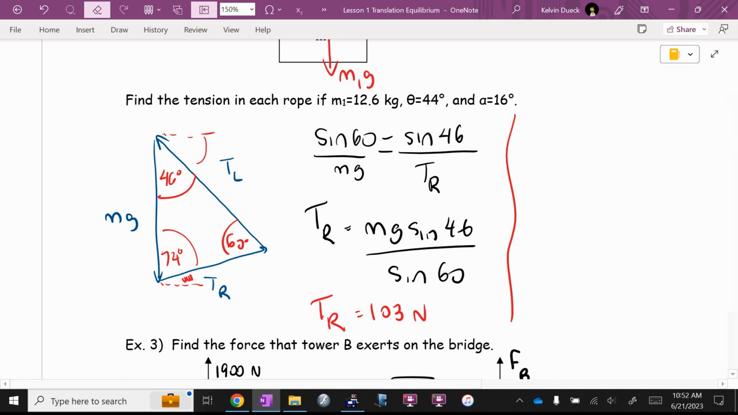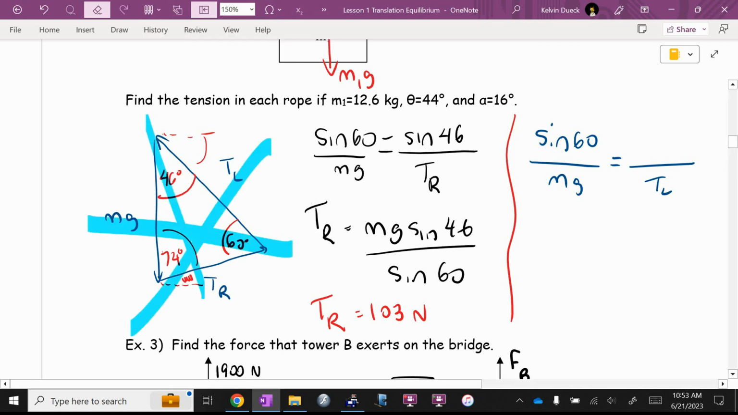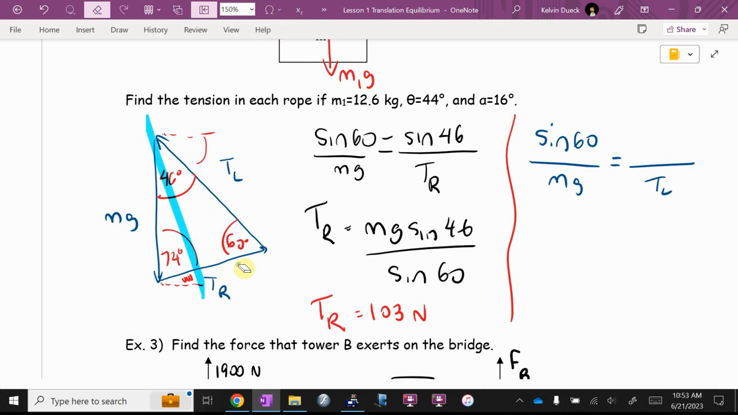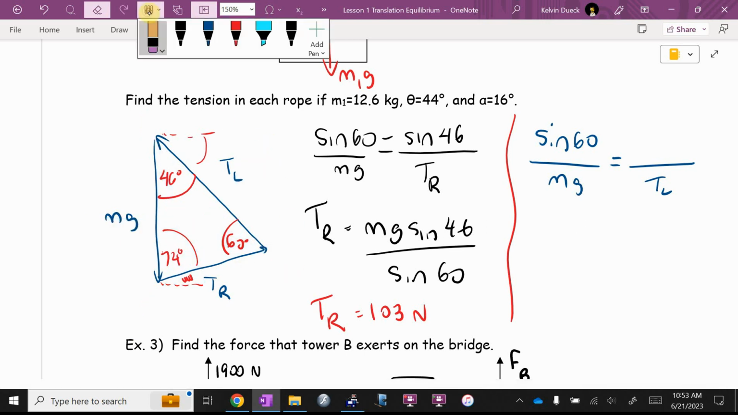Victor, it's going to be very similar for tension left. We could use tension right to find tension left, but I'm going to use MG because I know that one's correct. So I'm going to start off with the same pair in my sine law, sine of 60 over MG. I want to find tension left. Which sine am I going to go with tension left? Always the one across from it. So the sine law, if you're wondering, it always works in opposite pairs like that. Let me erase that though, because that really gummed up my drawing. So it's going to be the sine of 74.